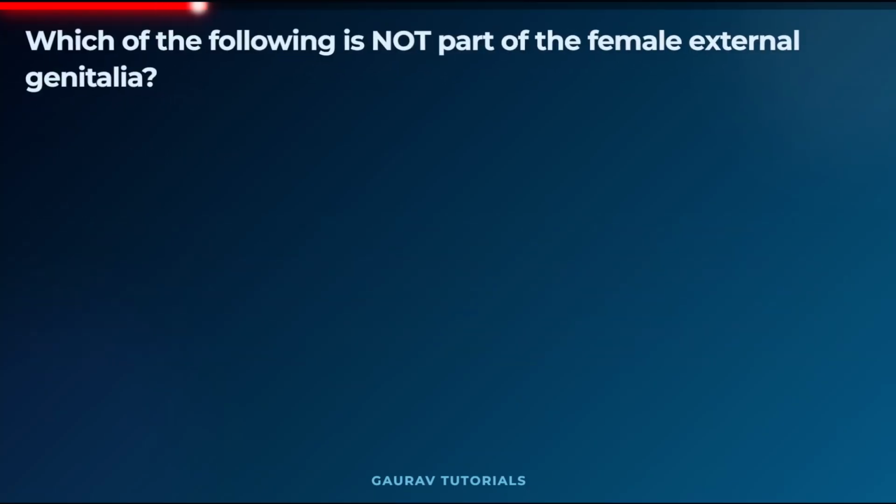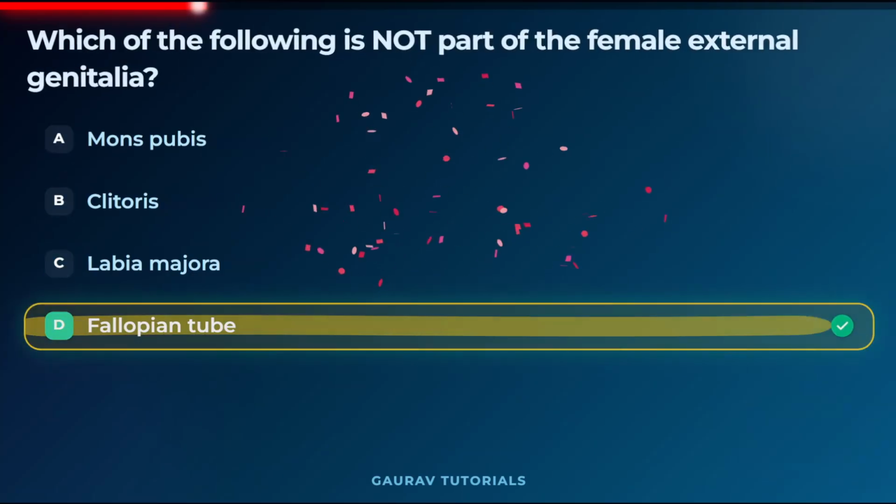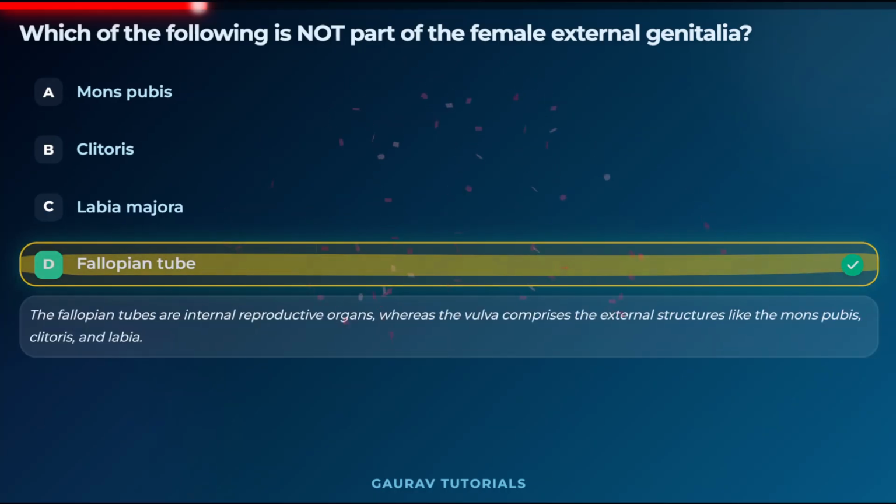The next question is, which of the following is not a part of the female external genitalia? The options are... the correct answer is option D, fallopian tube. It's the internal reproductive organ, whereas the vulva comprises the external structures like mons pubis, clitoris, and labia.